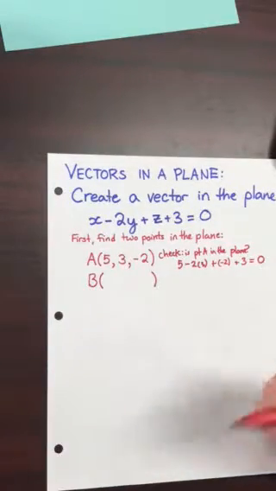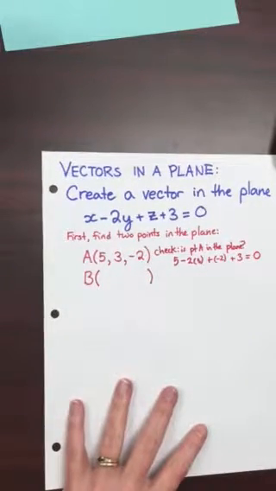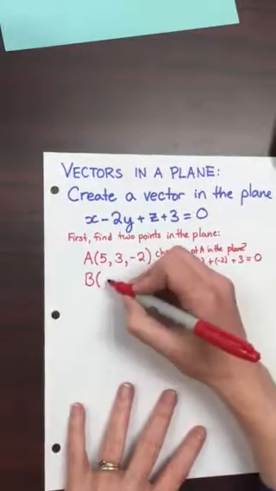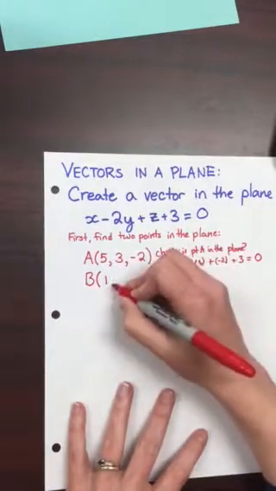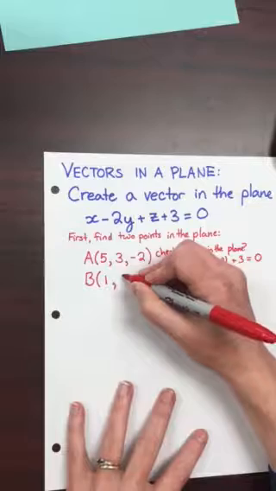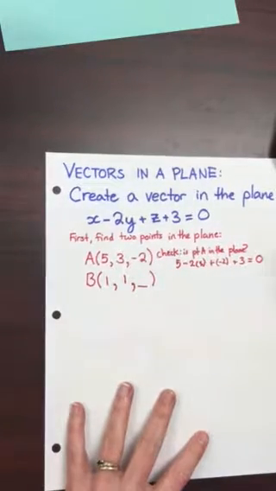Now we need to make another point. We can make any point we want that's in the plane. So when I start making a point, sometimes I just pick my favorite number for x. 1 is a really easy one, so I'll pick that first. And then I pick any number I want for y. Let's do 1 again. And then I just figure out what z has to be in order for point B to be in the plane.